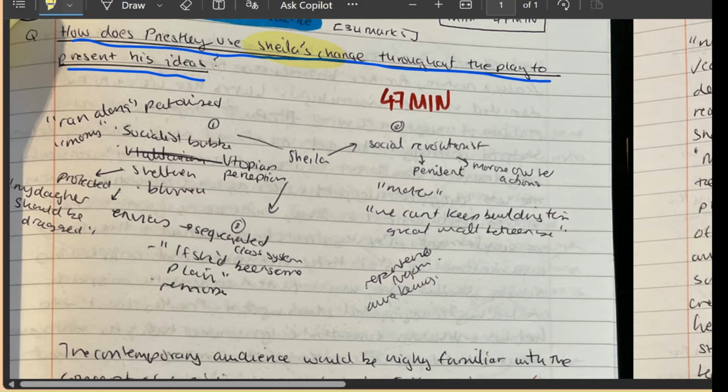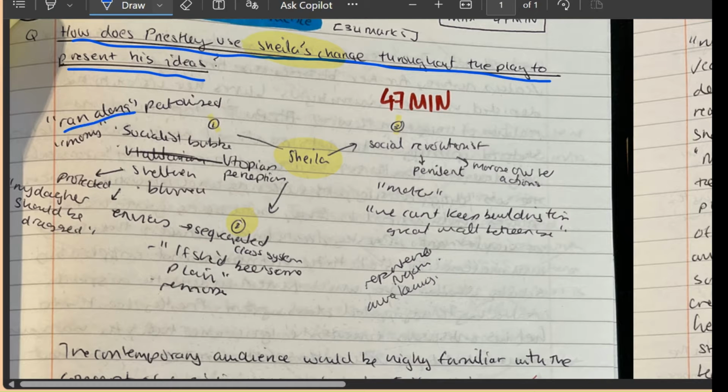So we've got Sheila. You can see here that it's a mind map and I have 3 points. Now, whatever structure you like to form, whether it's bullet points or however you like to write out your plans, it's up to you. However, the main idea is you need 3 points. And my first point here talks about Sheila as a socialist bubble, the utopian perception, the very happy perception of life.